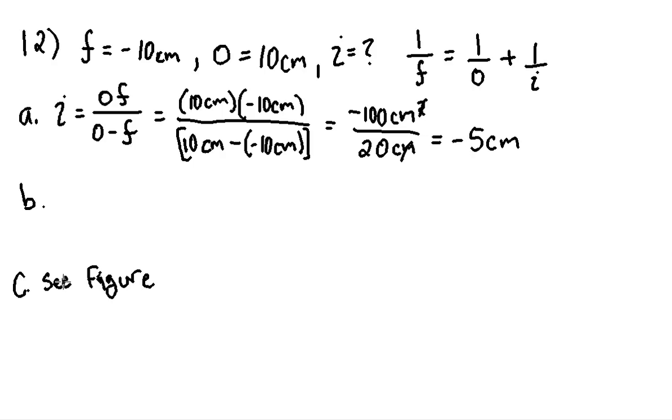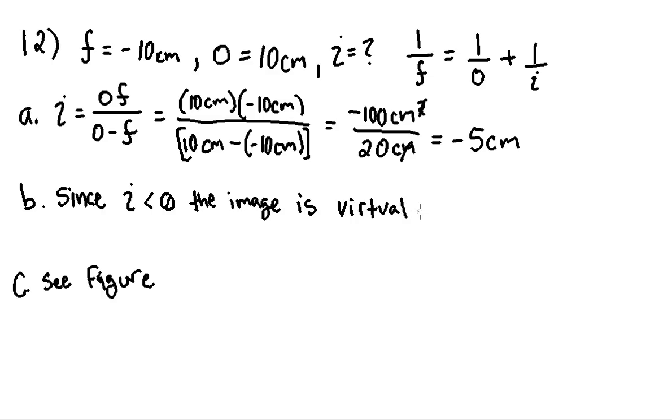So in this case, let's just use, since I is less than 0, the image is virtual, meaning light rays don't actually come together at that point, and erect, meaning it's oriented in the same exact direction as the actual object.